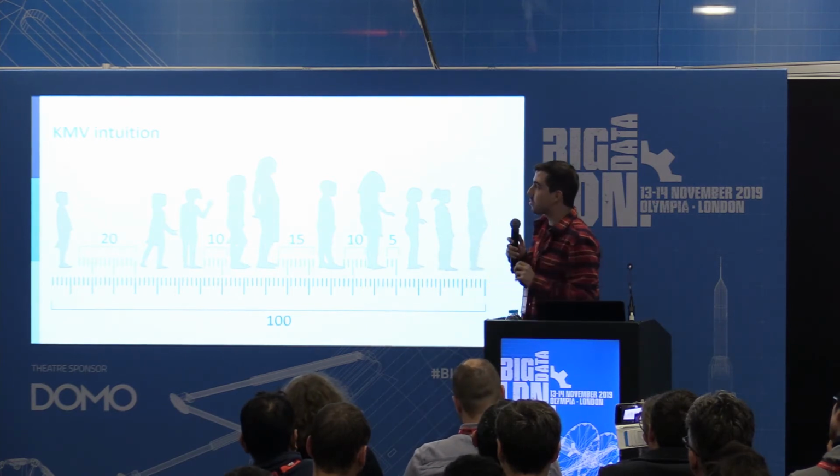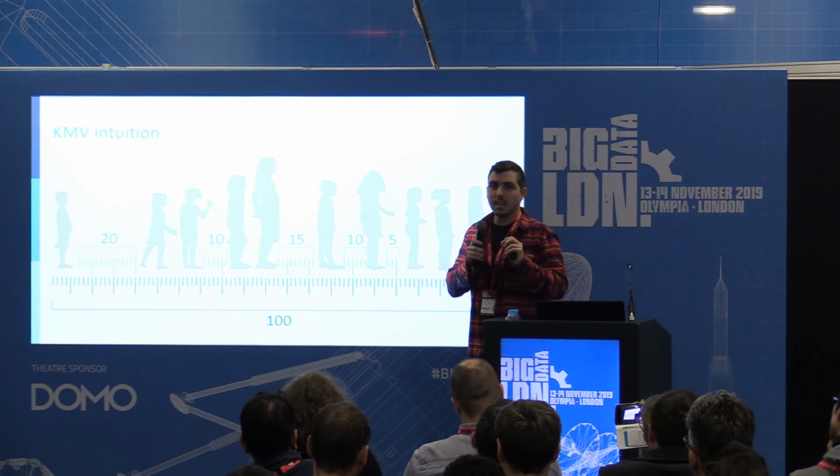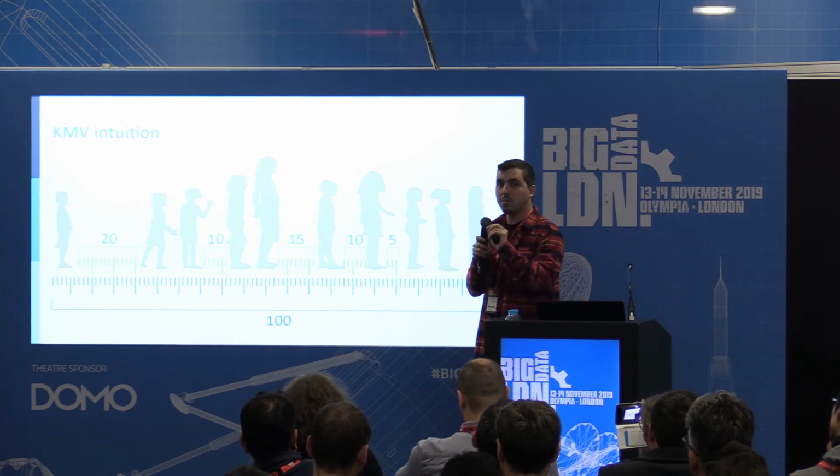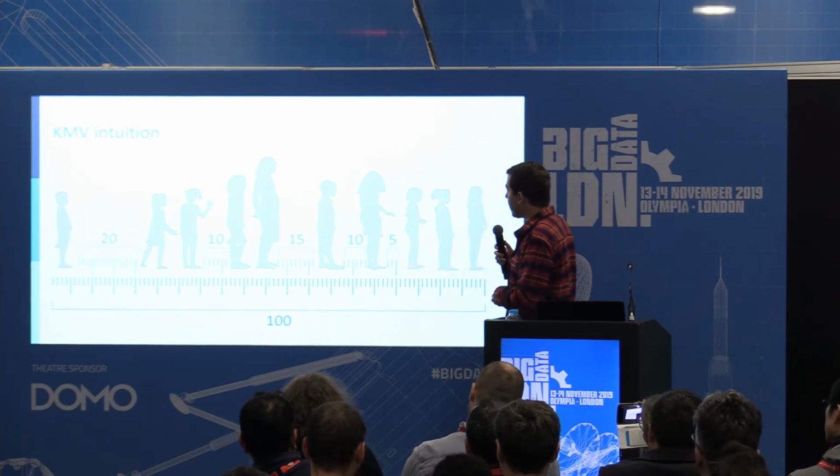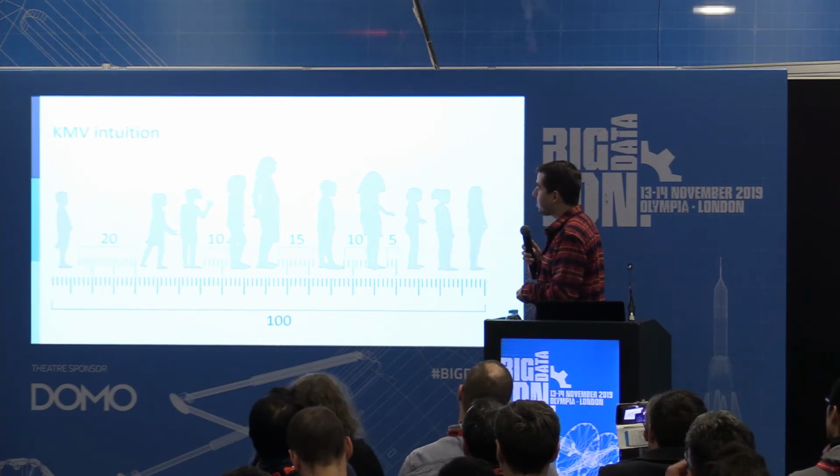But I want to demonstrate the KMV process. So let's start with K equal to 1. So it means that we will store only one distance, the minimal one. So in this case, the minimal distance is 5.